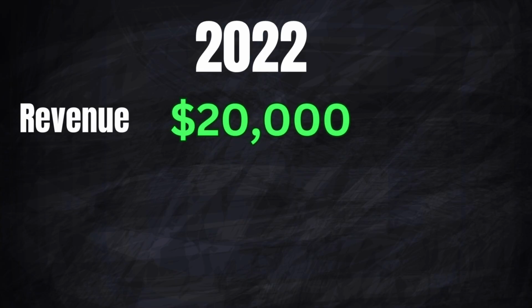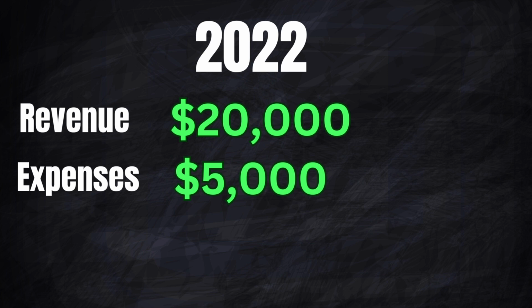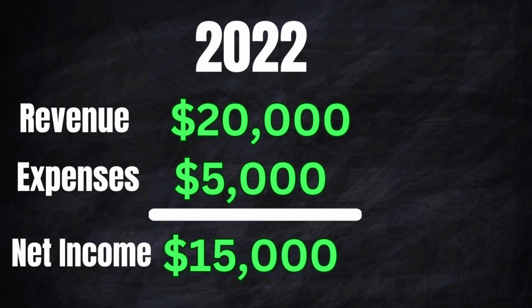A quick little example to calculate your net income. Let's say you made $20,000 in 2022, but you spent $5,000 on your expenses. So you would do $20,000 minus $5,000, which would give you $15,000. That $15,000 is your net income, and that is the amount of money that you will be taxed on.